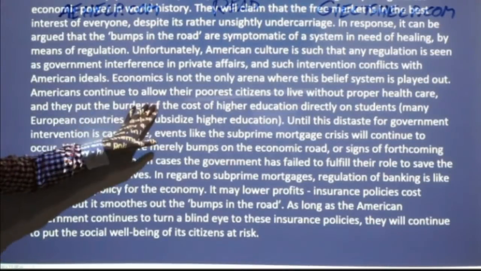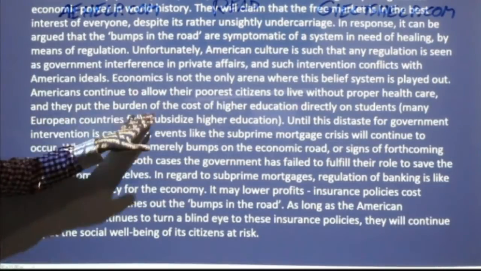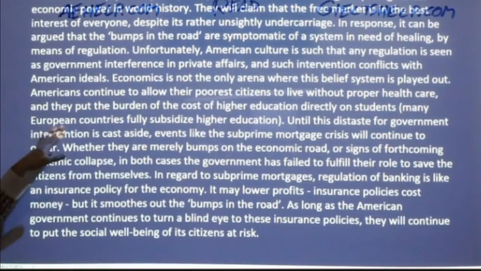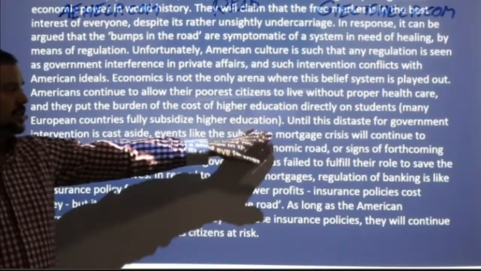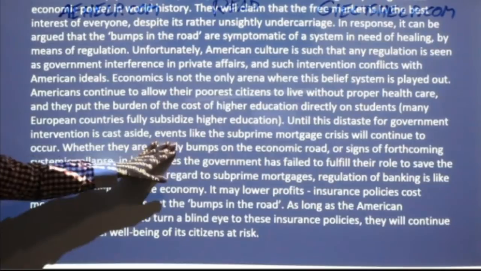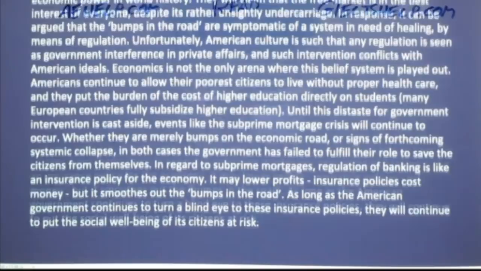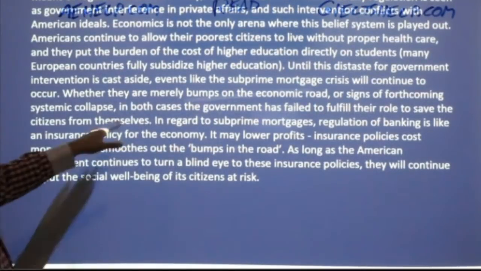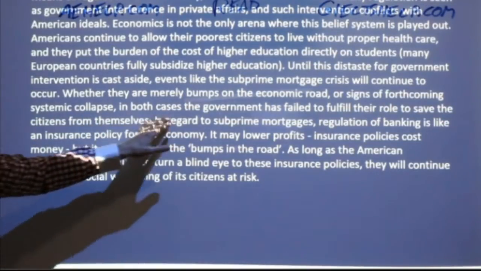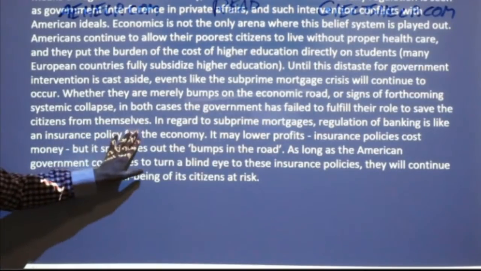Americans continue to allow their poorest citizens to live without proper health care, and they put the burden of the cost of higher education directly on students. Many European countries fully subsidize higher education. Until this distaste for government intervention is cast aside, events like the subprime mortgage crisis will continue to occur. Whether they are merely bumps on the economic road or signs of forthcoming systemic collapse, in both cases, the government has failed to fulfill their role to save the citizens from themselves.